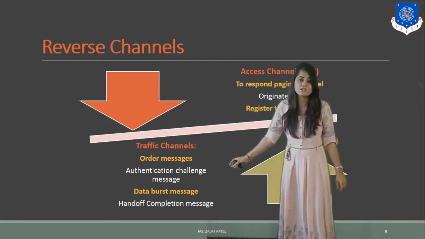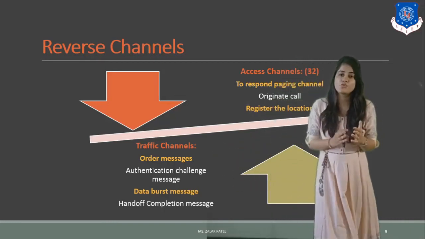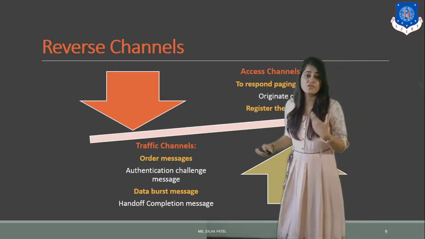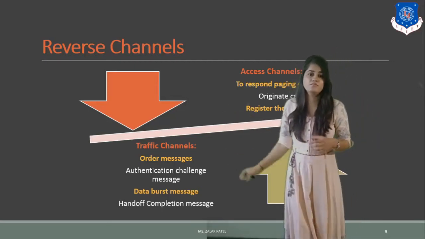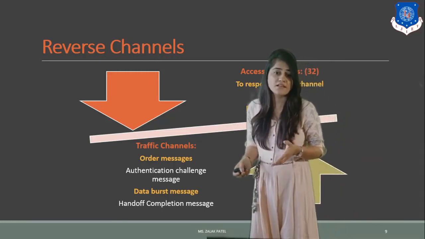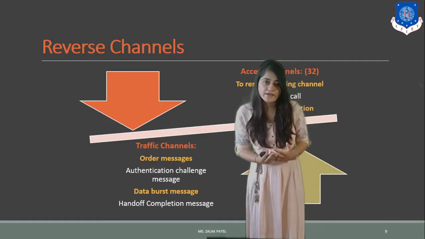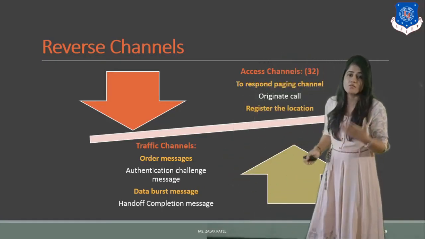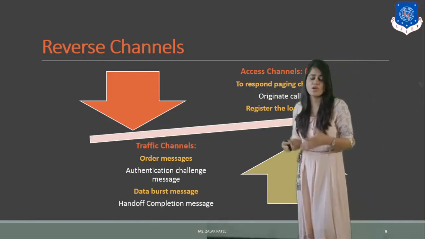The next one is the data burst message. If one wants to transfer a message in the form of a frame, it will be transferred by the traffic channel. Also, for the handoff completion message: by the access channel, one can register the location at which the user is present.